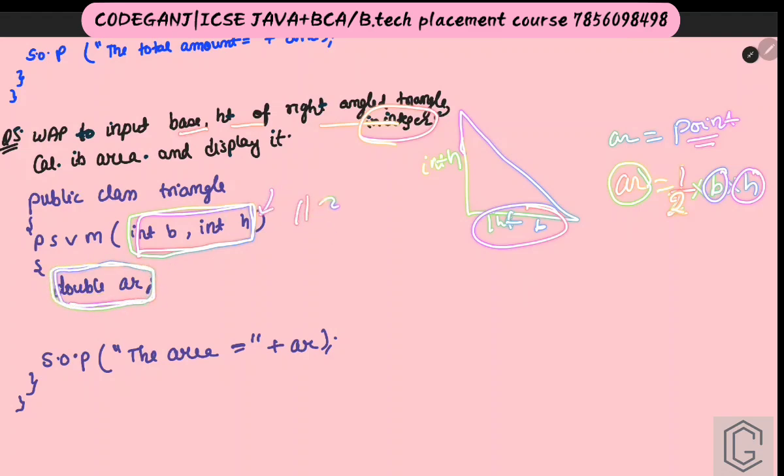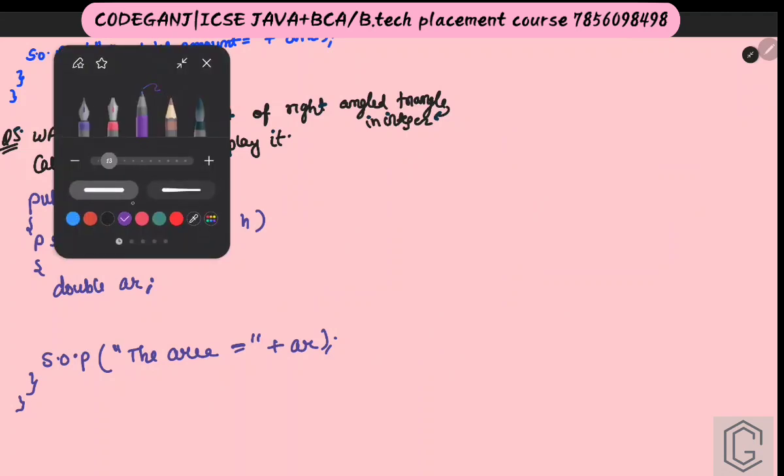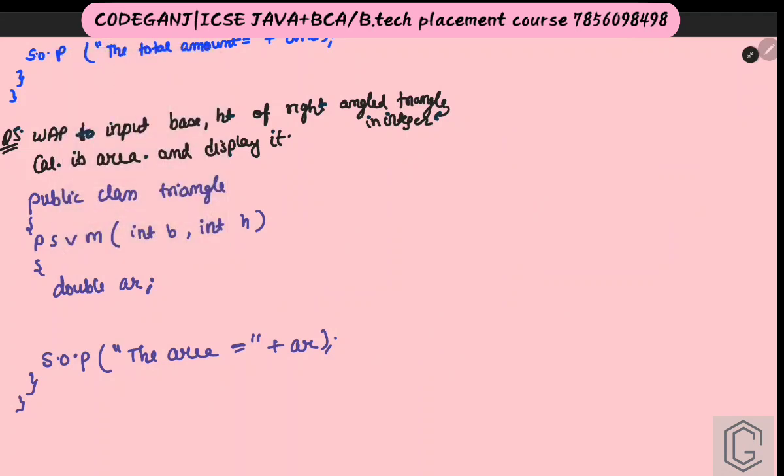So here is my input, here is my calculation, and here is my output. Cool. So these are the three basic steps that you have to follow. Here you named the class name as Triangle, and now for a mistake that you guys will do: you will write area equals half into base into height. Correct?